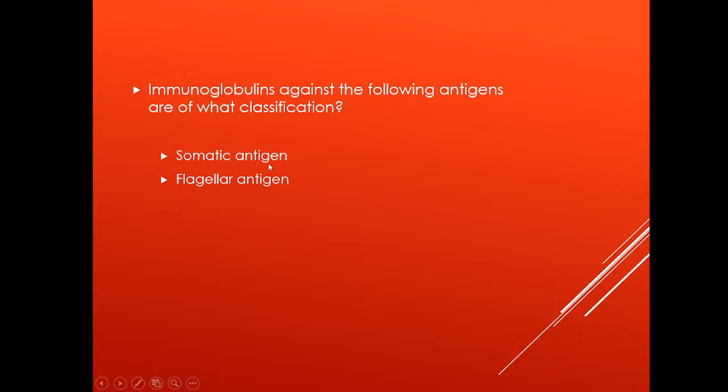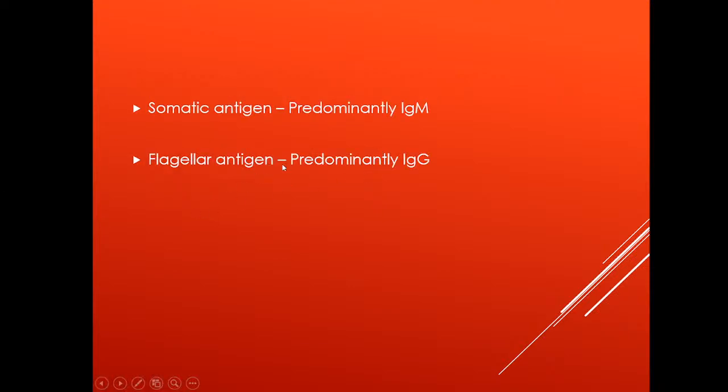All right, for the flagellar antigen, because it's way smaller than the somatic antigen, it's therefore postulated that the predominant immunoglobulin is IgG. So because of the size, IgM will not be able to form lattice formation, and therefore many of the scientists believe that it's predominantly IgG.